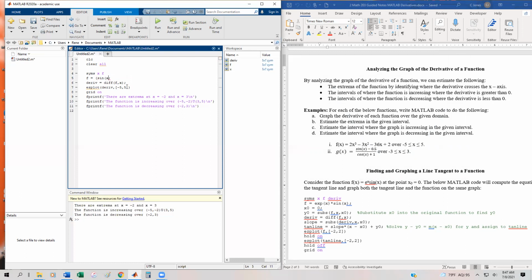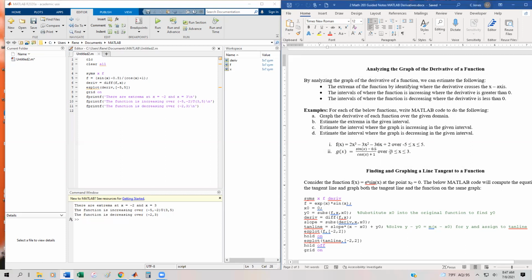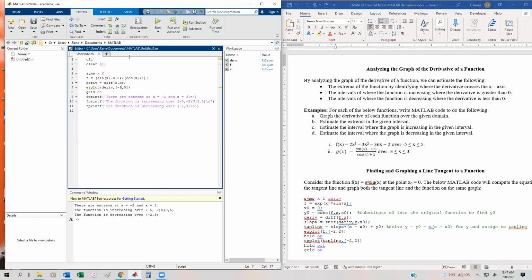So remember, sine x is sine parenthesis x minus 0.5. And then we're going to divide that by cos x plus 1. And the other thing that I have to change is this interval right here, -3 to +3. I'm just going to change that within the easy plot function. All right, so I'm going to go ahead and run this again. We're going to get a different graph, as we should expect.